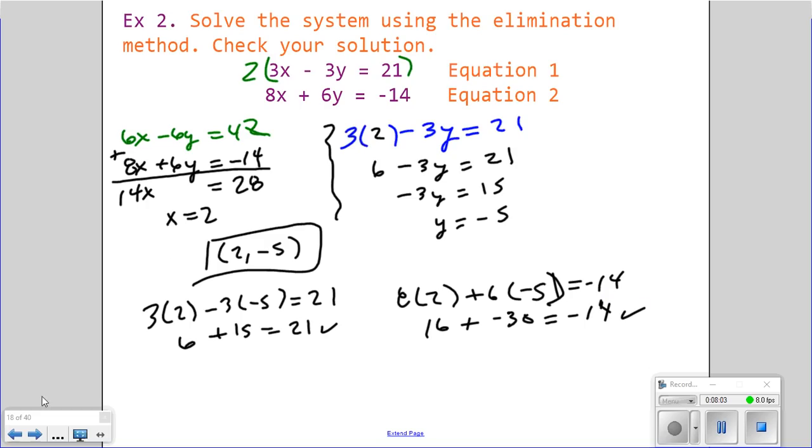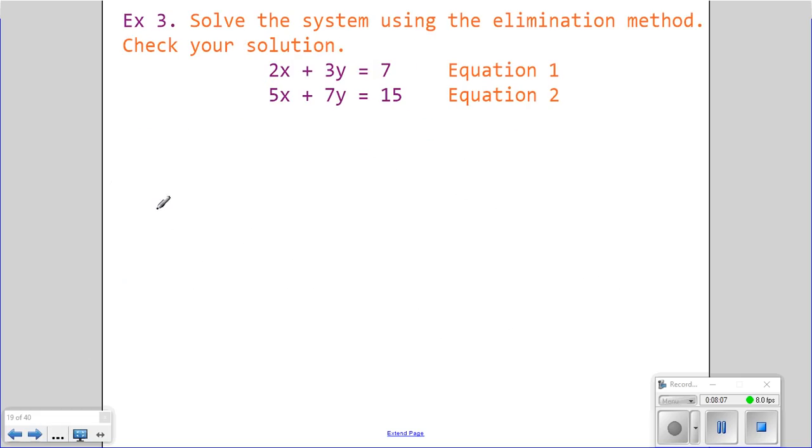And the second. So good job, guys. Now the equations are getting a little tougher. When I look at my x terms, I have a coefficient of 2 and a coefficient of 5. When I look at my y terms, I have a coefficient of 3 and a coefficient of 7.